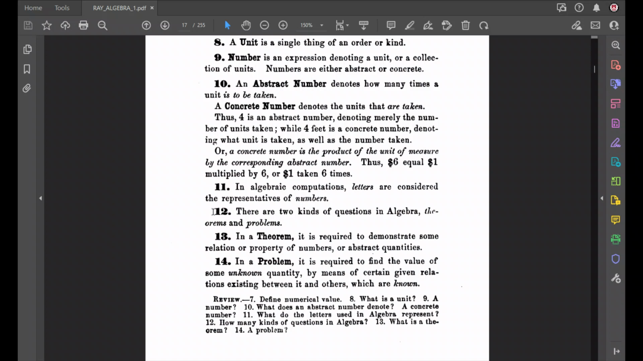So just to keep it very, very simple, in a theorem we need to prove something. In a problem, we need to find or do something. Two kinds of questions in algebra.